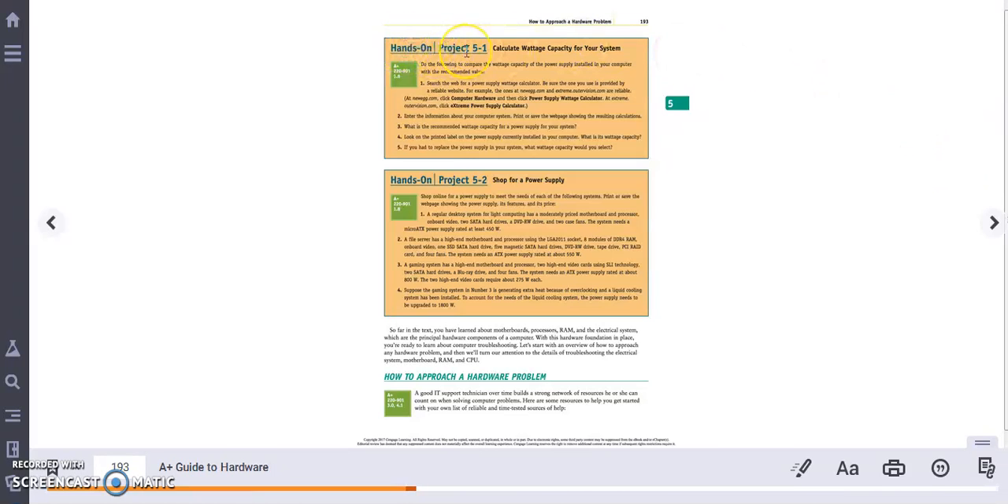Here's hands-on project 5-1 and 5-2, page 193. I recommend you could do this: shopping for a power supply. It is not a requirement to buy a power supply for this course. You can write about this. You do not have to shop for it. You do not have to spend money. You can price them, but you don't have to actually buy it.